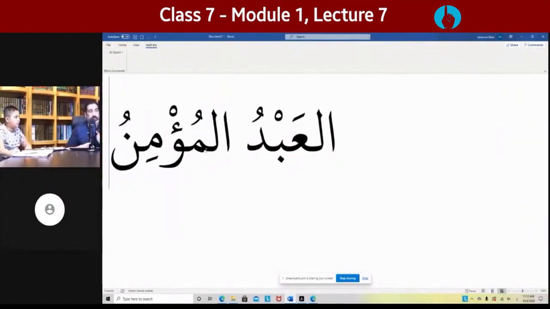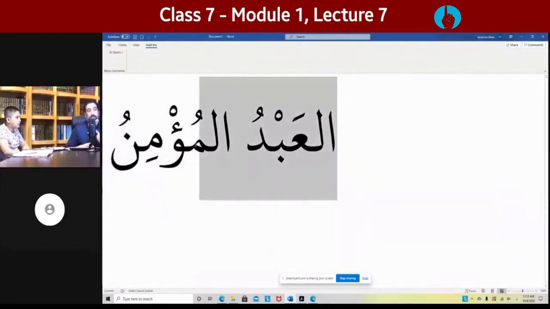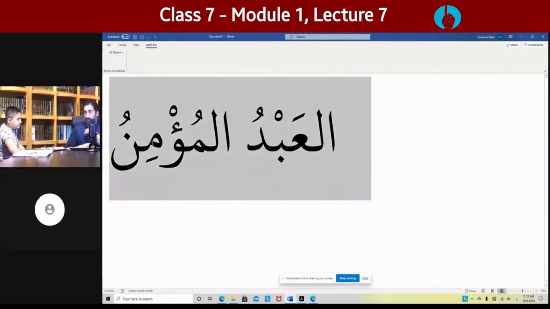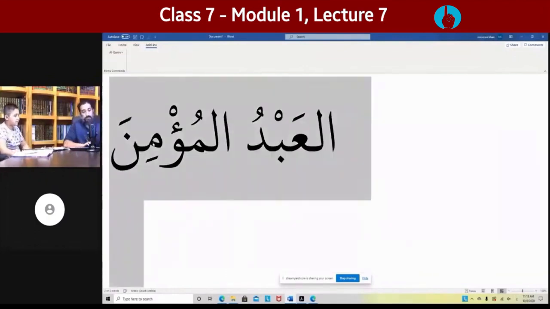Mu'min means believer or believing, and abd means slave. What does al-abdul mu'minu mean? The believing slave. I know that because they both are proper, with al. They're both singular. They're both masculine, with no sign of feminine. And they're both rafa. They match. If one of them was off, if I said al-abdul mu'mina, it's some other Arabic, but it's not an adjective. It can't be an adjective. Make sense?